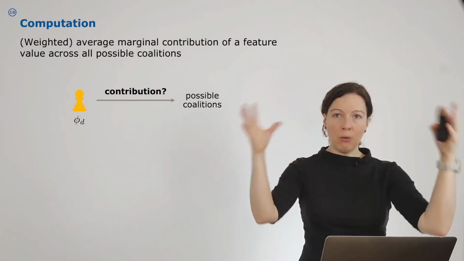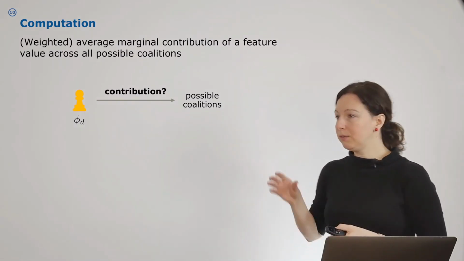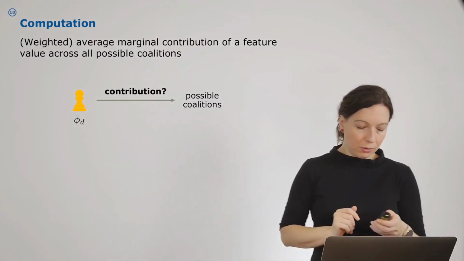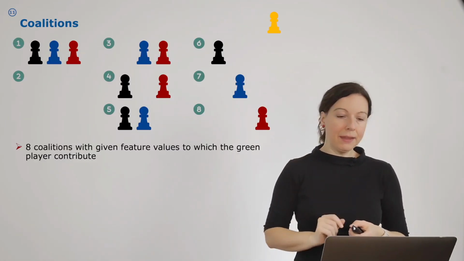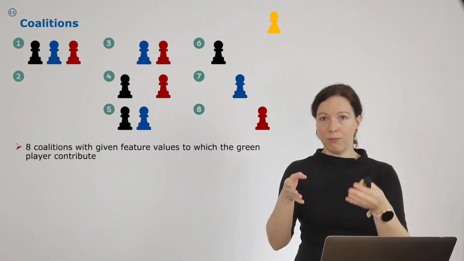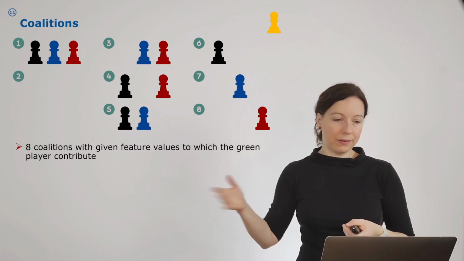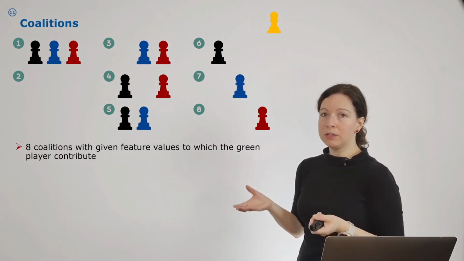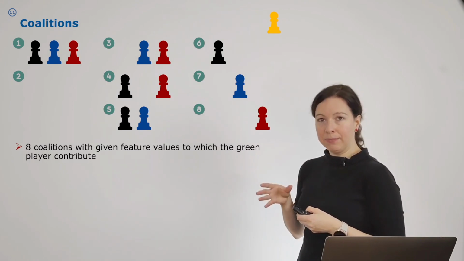and average them. So this whole computation is a very comprehensive computation. What we need for it is we need to decide what we want to analyze, and we need all possible coalitions. Coalitions again are sets of players or features. So let's say we have a set of 4 players, and now we want to analyze the contribution of the yellow player to all the other coalitions. What you need to know is how many coalitions and what possible coalitions there are. And here illustrated are 8 of them, all possible coalitions.